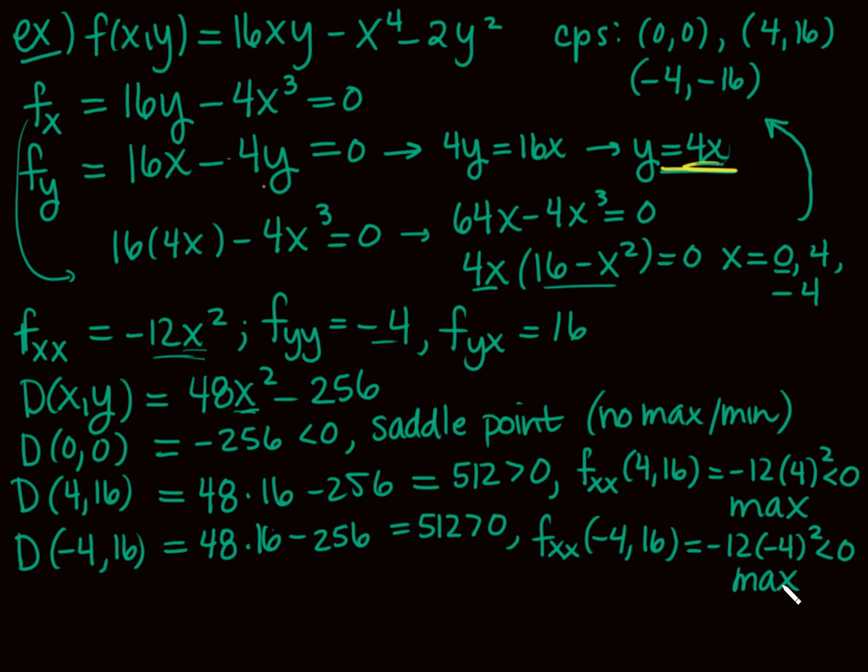And then I'll let you finish up with writing. You'll say we have a relative max of such-and-such and it occurs at (4, 16). Don't put blah. And I have a relative max of the other value and it occurs at (negative 4, 16). Okay, so I hope that makes sense.